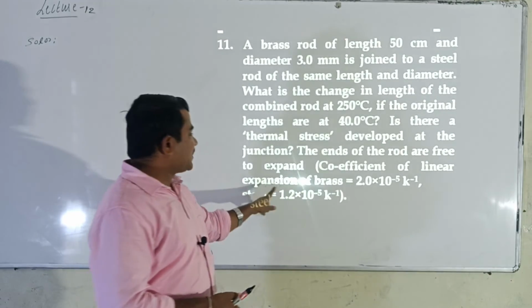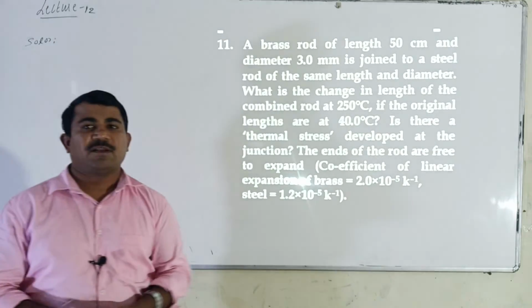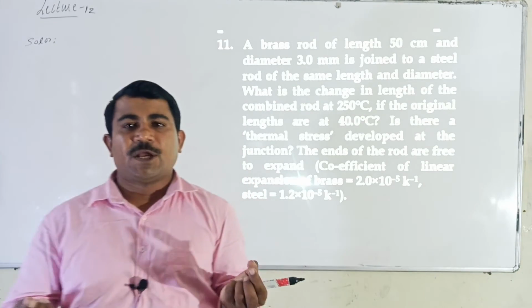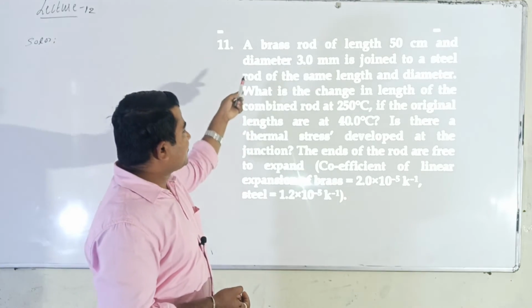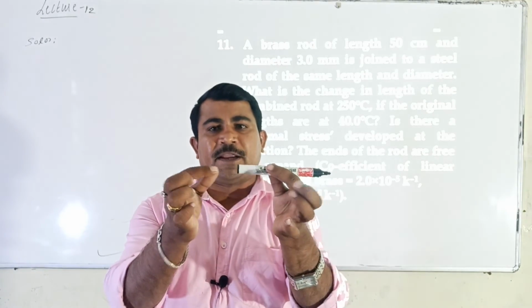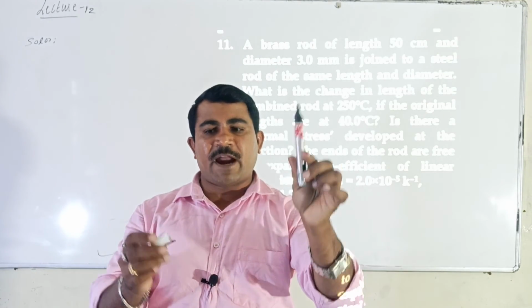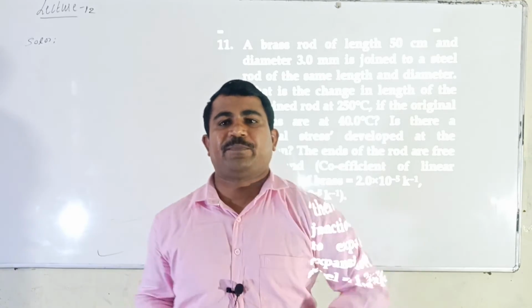The ends of the rod are free to expand. Coefficient of linear expansion of brass is given, coefficient of expansion of steel is given. See here, two rods are there of same length, same diameter. One is brass, the second one is steel. Both are joined together, like this is brass and this is steel rod. They are free to expand.